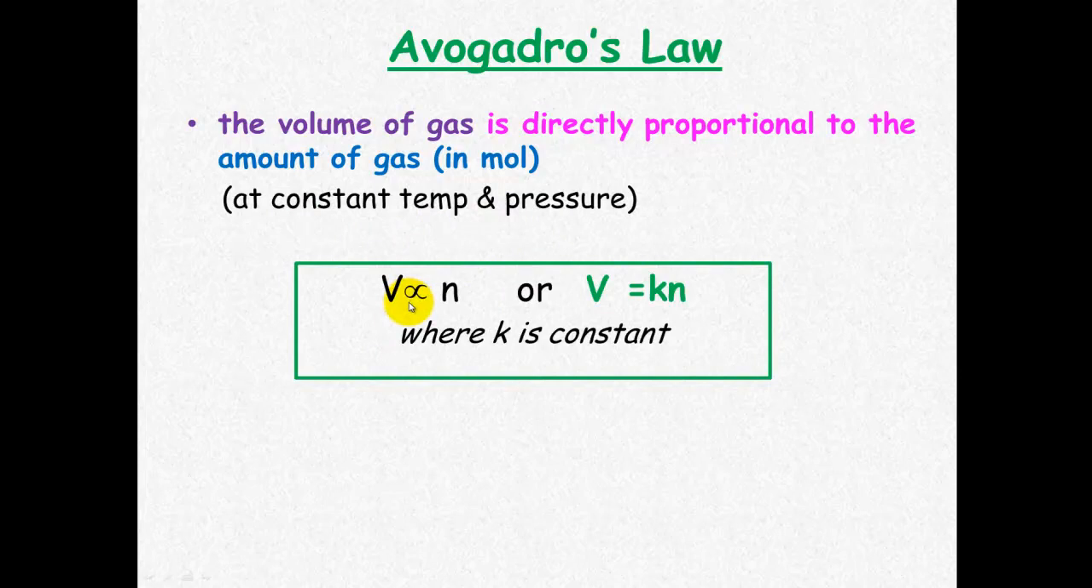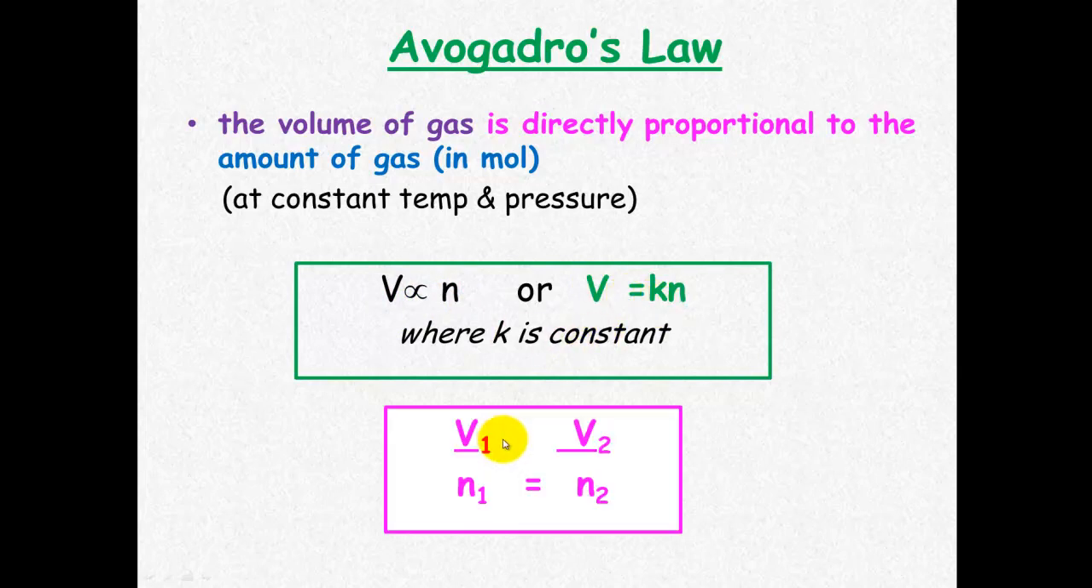This is of course assuming constant temperature and pressure. So we can look at this as V is directly proportional to the number of mole, or V equals Kn, where K is a constant. This can also be written as V1 on N1 equals V2 on N2. The understanding of this ratio is important when we look at molar volume.